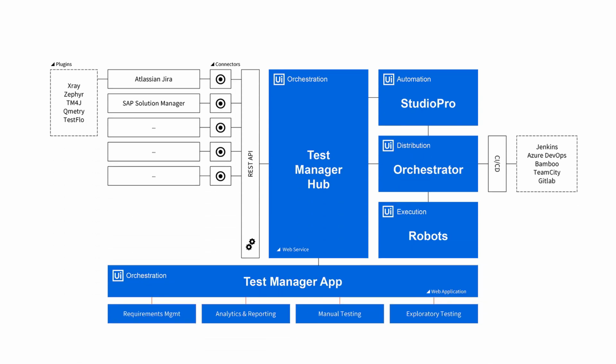It was built to cover the entire test process, going from planning and designing to implementing, executing, and analyzing the test outcomes. As you'll see, the solution consists of several components, and each component addresses specific needs. Test Manager is for managing the tests. Studio Pro is for automating them. Orchestrator for their distribution, and robots for executing the tests.